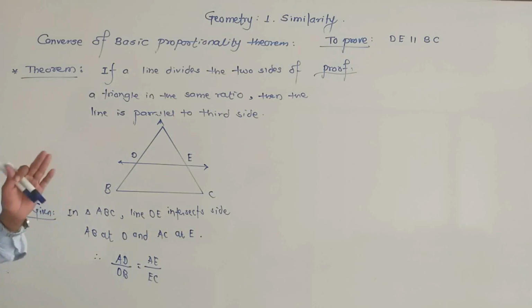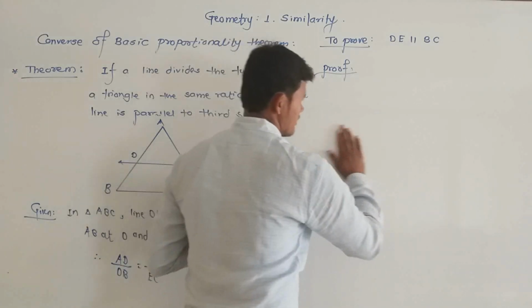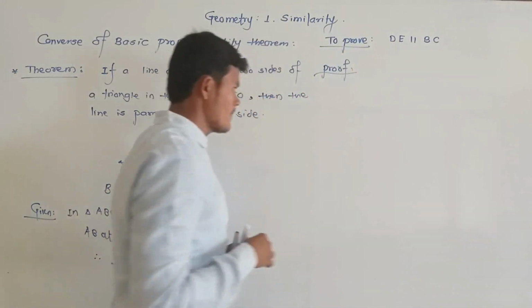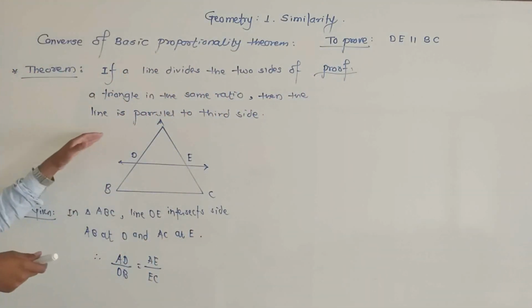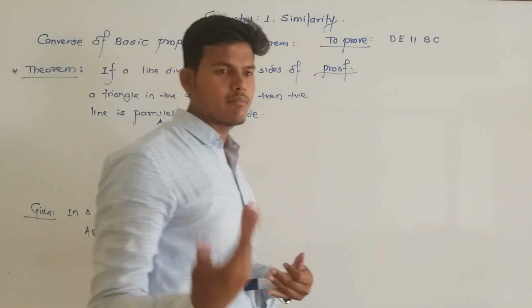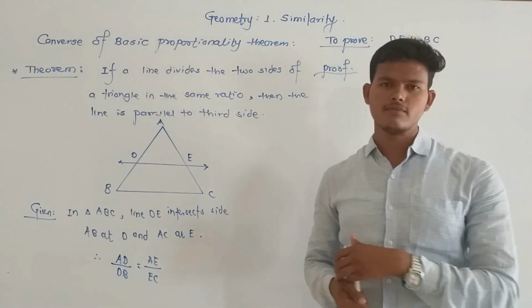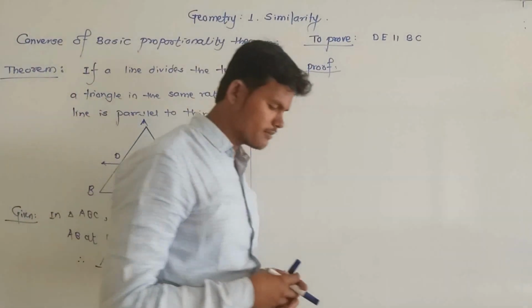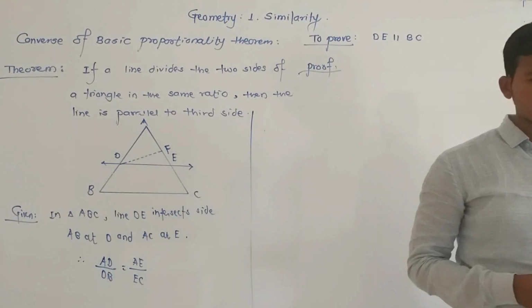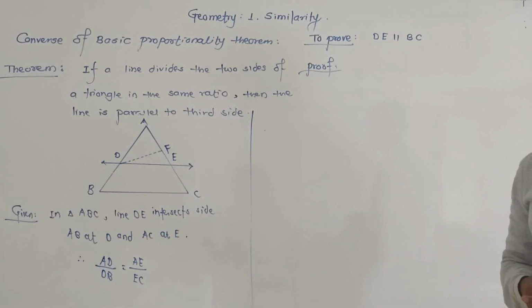The proof of the converse of the basic proportionality theorem is not given in the textbook, but मी तुम्हाला त्याचा प्रूफ देणार आहे. First, this type of proof can be solved by using an indirect method or indirect proof. There are two types of proof: direct proofs and indirect proofs. The indirect proof starts with an assumption that the part to be proved is false.